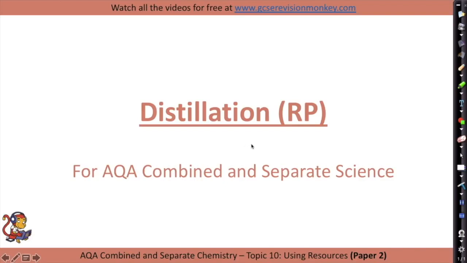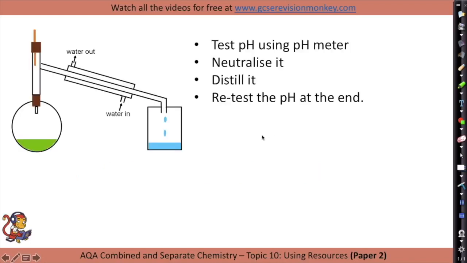Distillation is the second process by which countries can extract water from salt water. This is a required practical that you need to be aware of. With distillation, the basic setup is you have often a round bottom flask with your salt water solution in there. It doesn't have to be salt water. You can separate water from muddy or dirty water or wastewater as well.